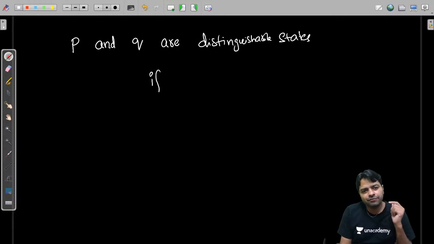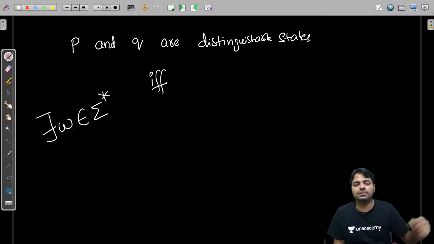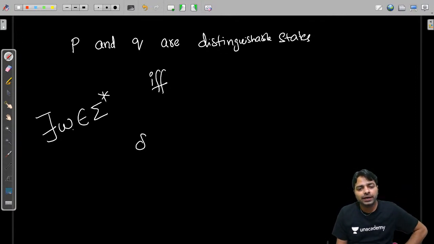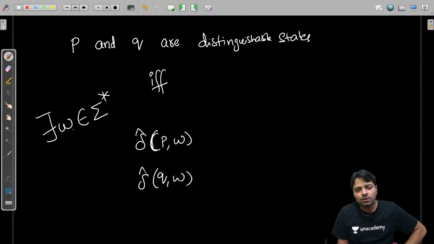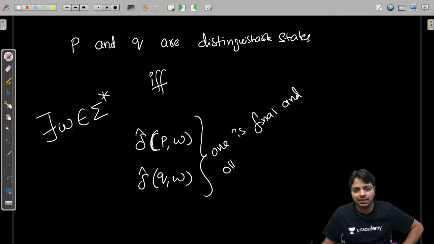If and only if there exists a string. Now we don't verify for every string. There exists a string belonging to the universe sigma star, where P by reading W and Q by reading W. When you look at this, one is final, and the other is non-final.